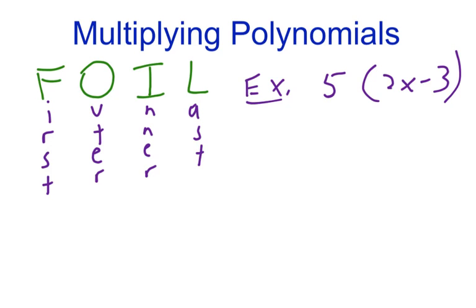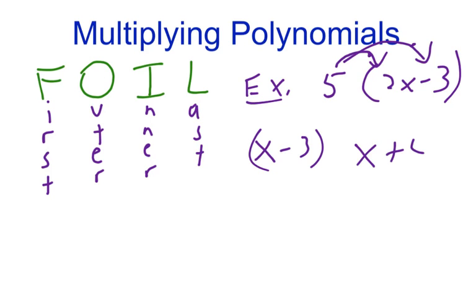So think of normal distributive property. You have to remember to multiply the 5 by the 2x and by the minus 3. Okay? Now we're just taking that a step further because we have two binomials, at least, that we're going to multiply, such as x minus 3 and x plus 4. So this is an example of FOIL.